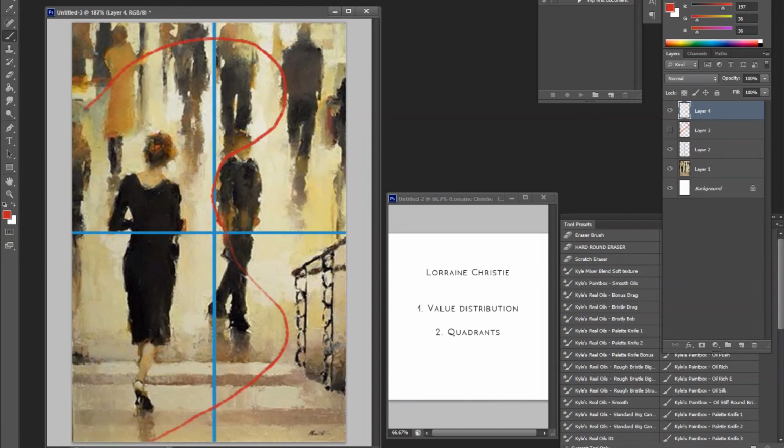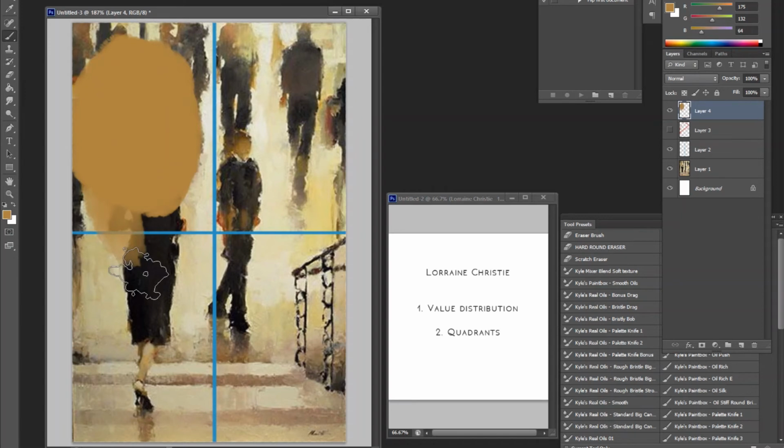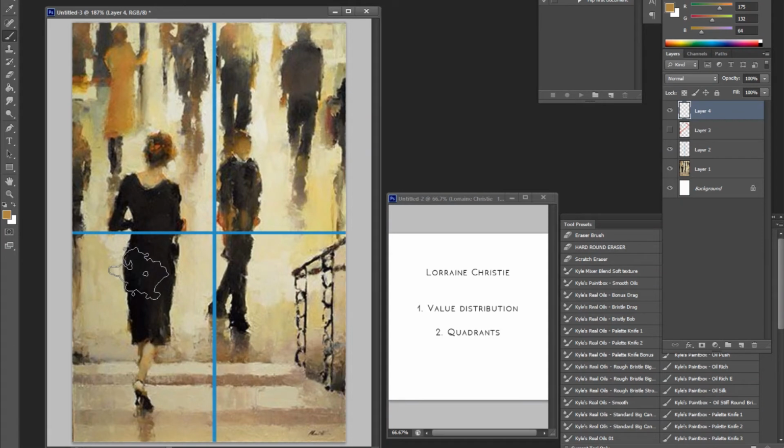You do not want to have a piece where, for instance, midtones are exclusively on one quadrant and it's creating no movement. This is going to create a static composition. Always look objectively at how you are distributing your values.